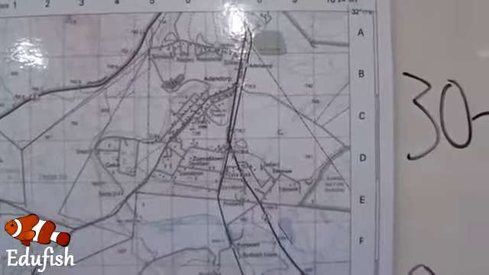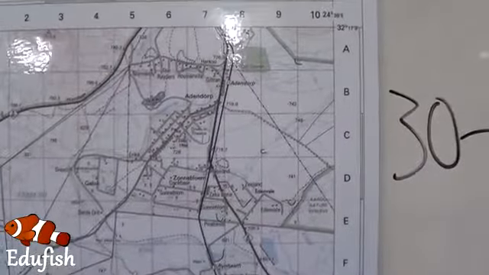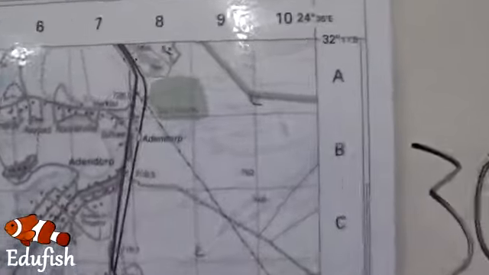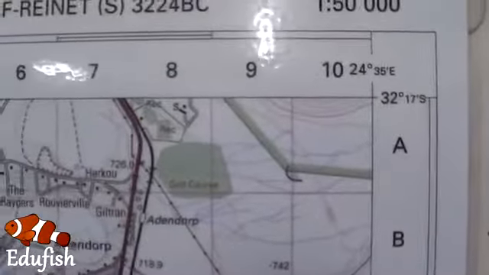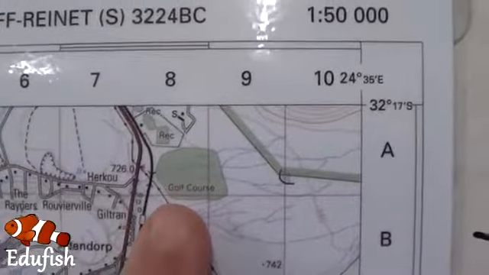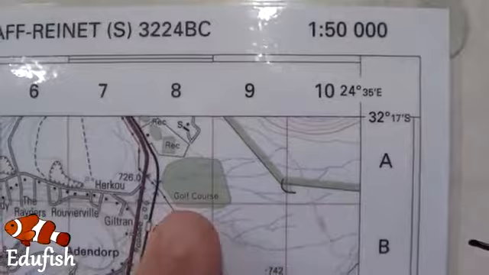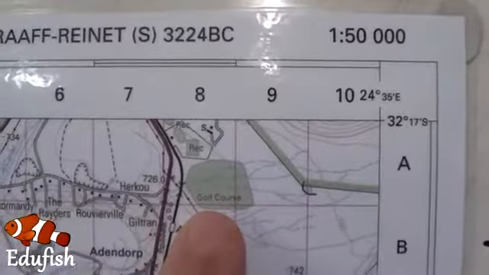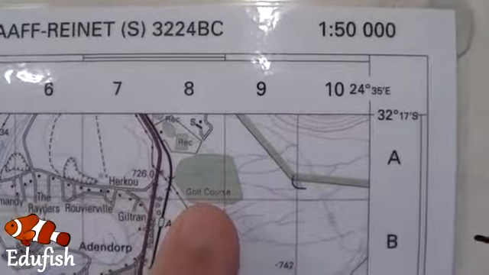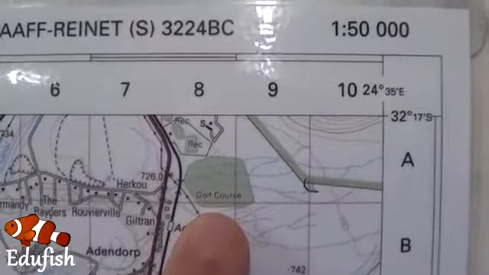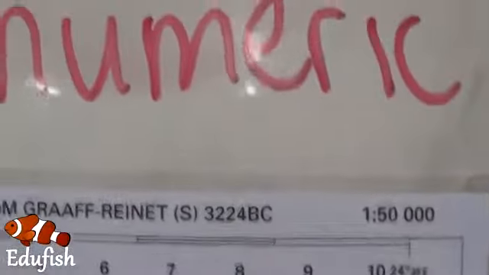Your teacher might ask you to give the alphanumeric reference for the golf course. Now let's zoom in on the golf course, and as we can see here, it is found in this block right here. The golf course overlaps with some of the other blocks, but let's use the one where the largest part of the golf course is. Now, before we get to the answer, what does it say?